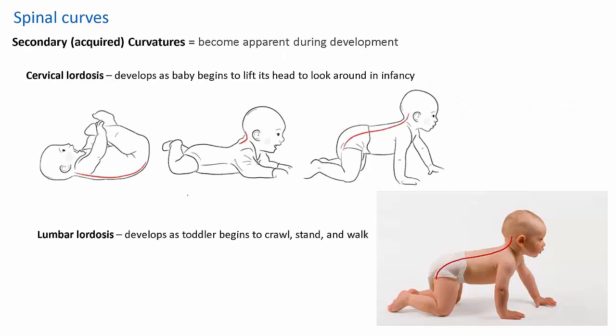So this is just showing us how we acquire these curvatures. Here we are in infancy. Notice you've got that primary curvature starting to form. As the baby begins to lift the head, you can start to see that cervical curvature forming right there. And then as we start to move around, you'll get the lumbar curvature forming as well. So lumbar lordosis, cervical lordosis, both forming at these stages.